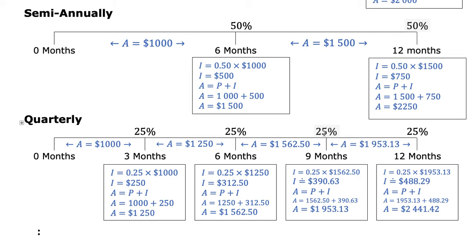All of the amount is invested for the next quarter, the third quarter, and at the end of 9 months, we will add 25% interest. So the interest amount is 0.25 times that amount, which is $390.63. Notice that it's growing significantly. The amount is the principal plus the interest, so the amount that was invested during this interval plus the interest that has occurred during this interval, altogether $1,953.13.